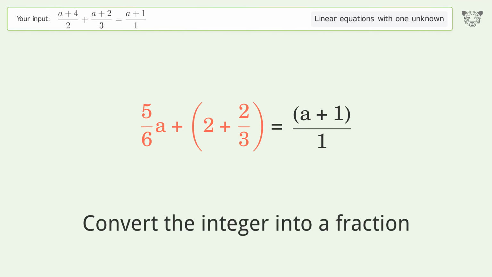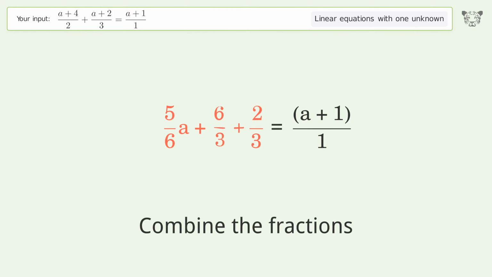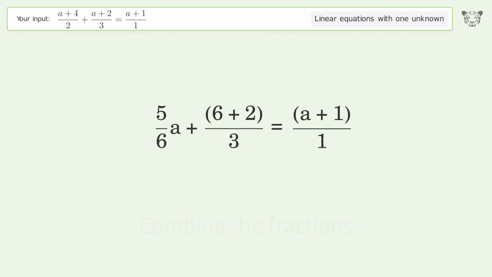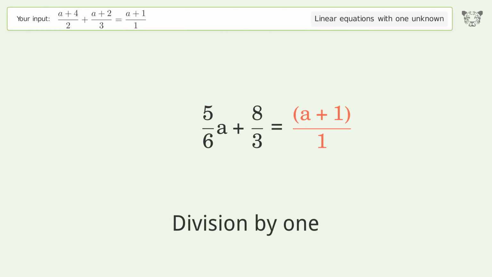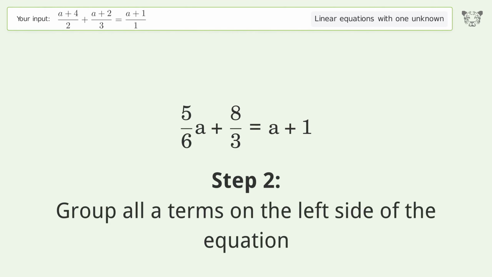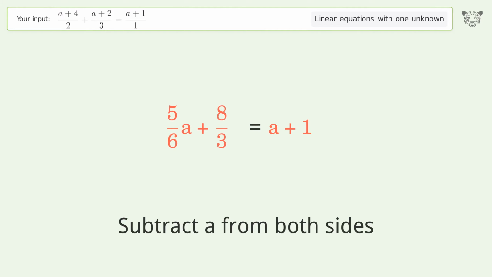Convert the integer into a fraction. Combine the fractions. Combine the numerators. Division by 1. Group all a terms on the left side of the equation. Subtract a from both sides.